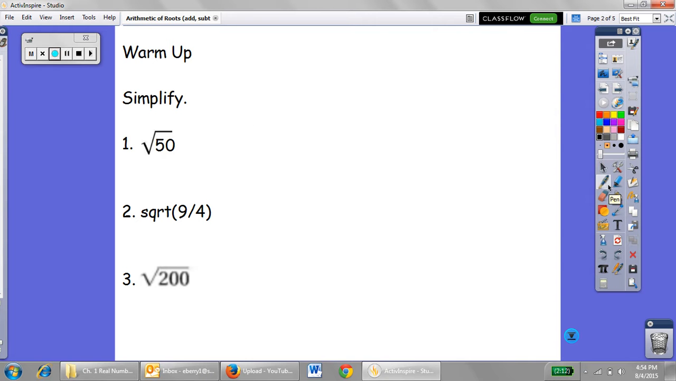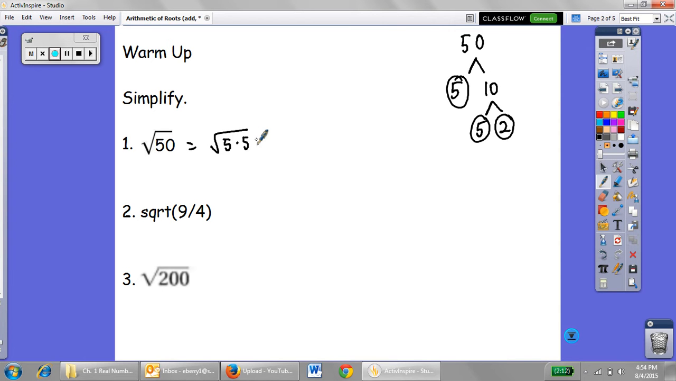So the square root of 50, using the factor tree, the 50 breaks down to 5 times 10. 10 breaks down into 5 times 2, so we circle the ends of that factor tree. So this becomes 5 times 5 times 2. Circling the pair of 5s and bringing one of those to the outside, we get 5 square root 2 as the final answer.